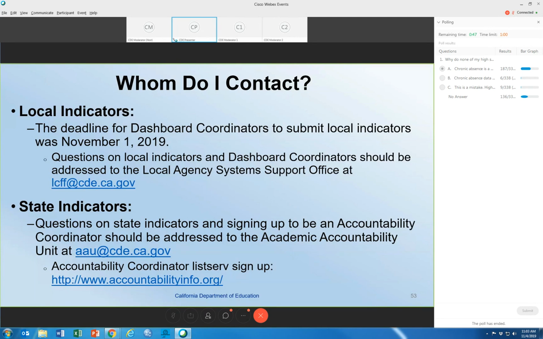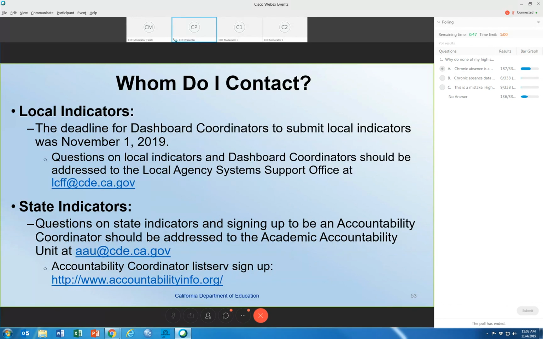The deadline for submitting that information, I'm not sure when it was. I believe it's this week. And if you are affected by it, we will work with you to figure out what timeline would be best for you. For state indicators, if you have any questions, you can contact us at the address listed there at the Academic Accountability Unit. We'll be happy to answer any questions that you may have.